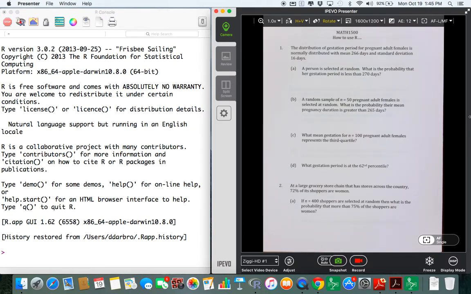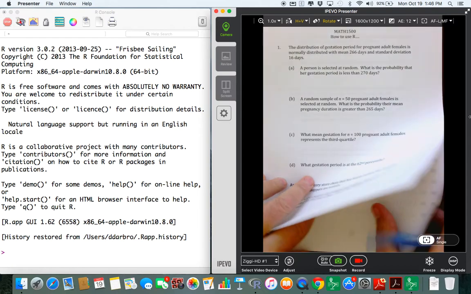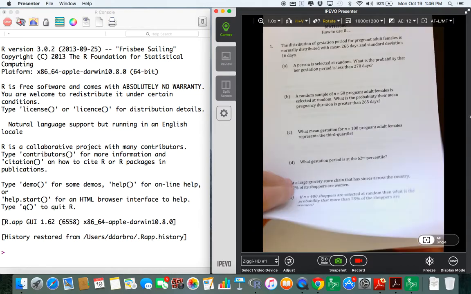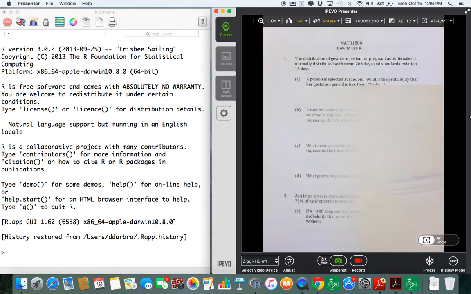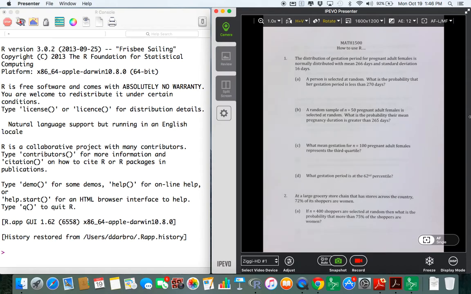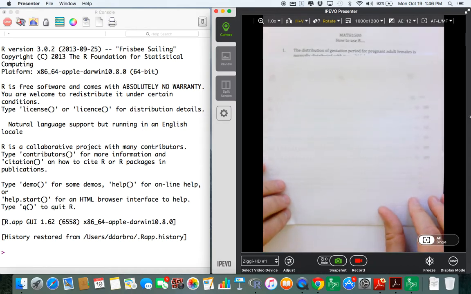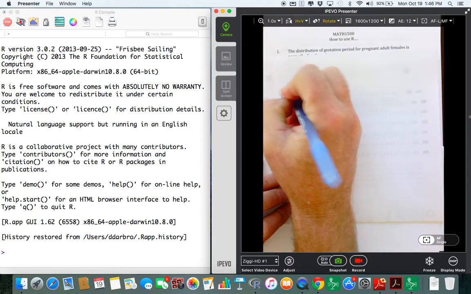Now, what I want to do is show you on R how to work these problems. And we've done a little bit of this previously. But at the end of the day, there's really just 2 commands that we have to worry about in R. Just 2. And the first one to work these types of problems is called pnorm.